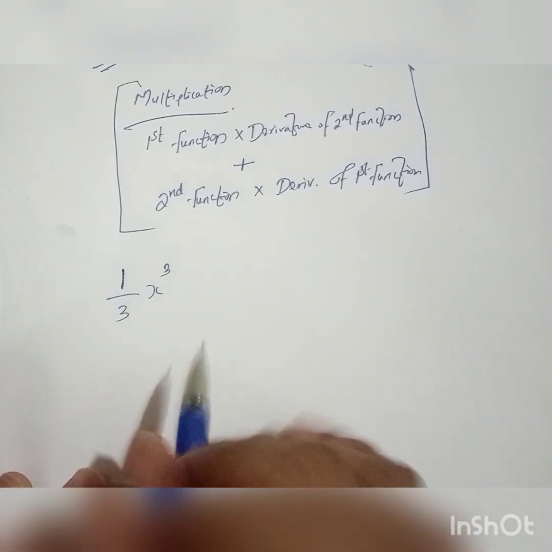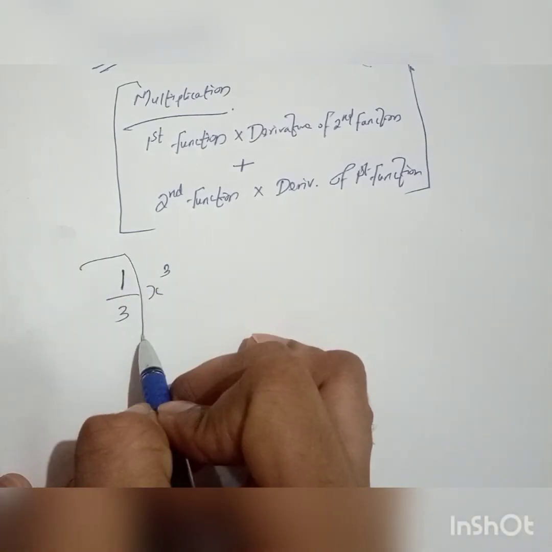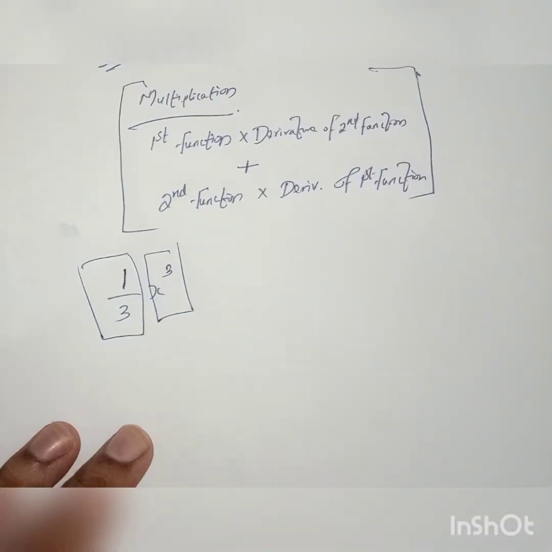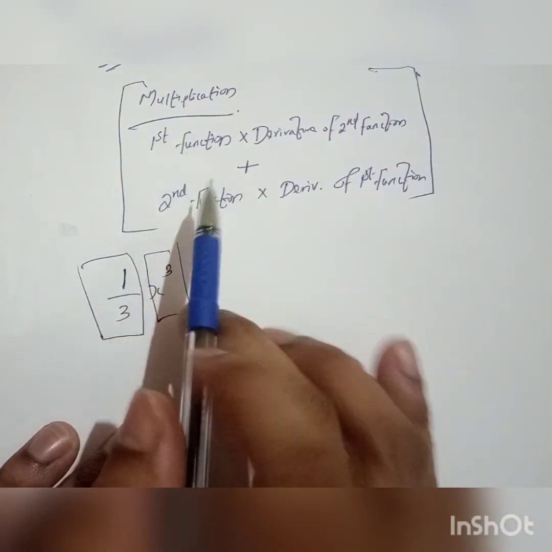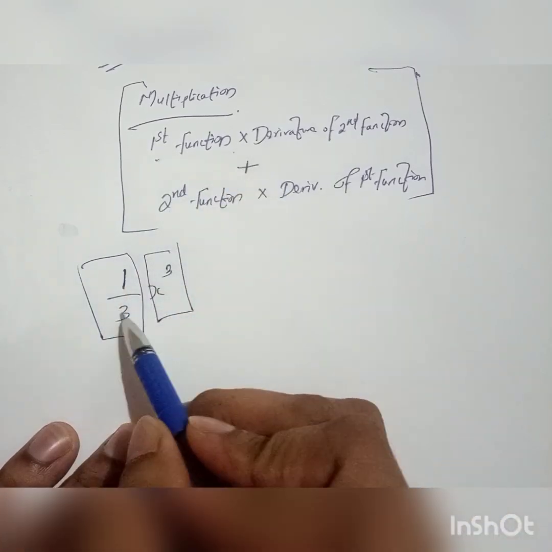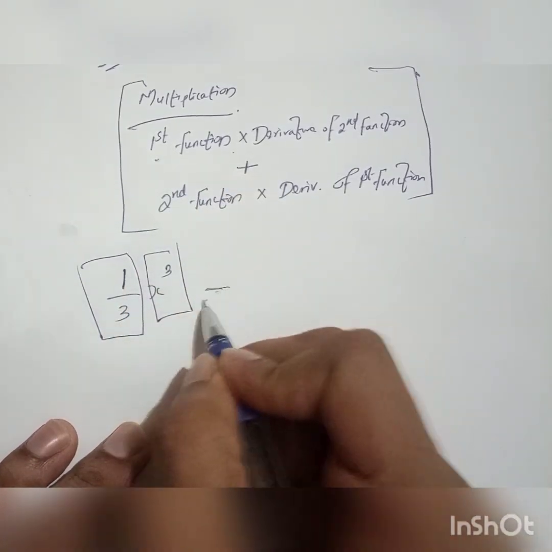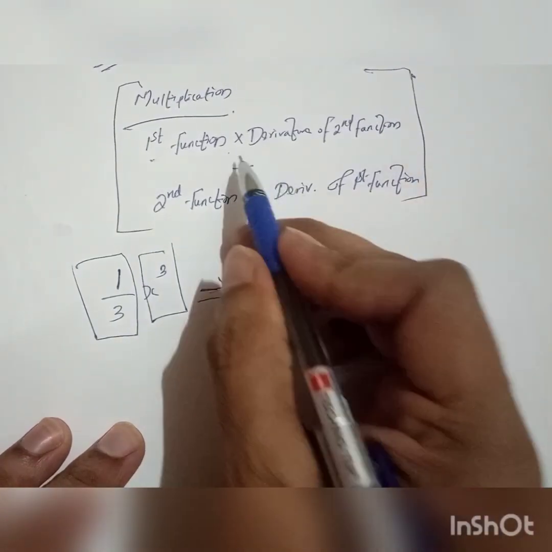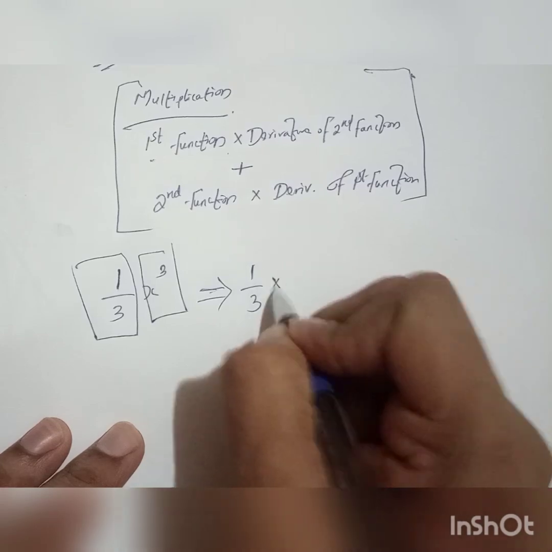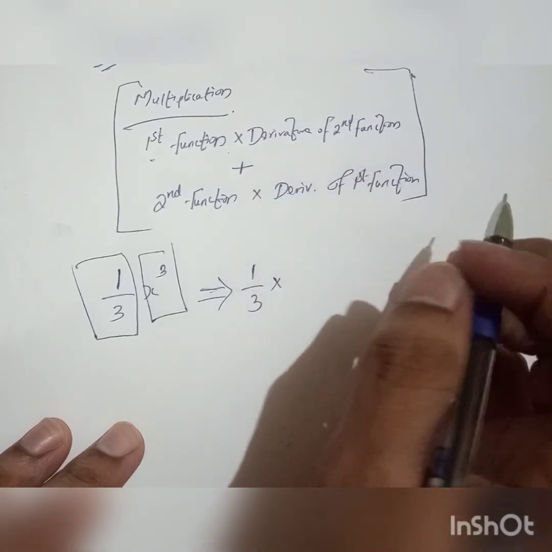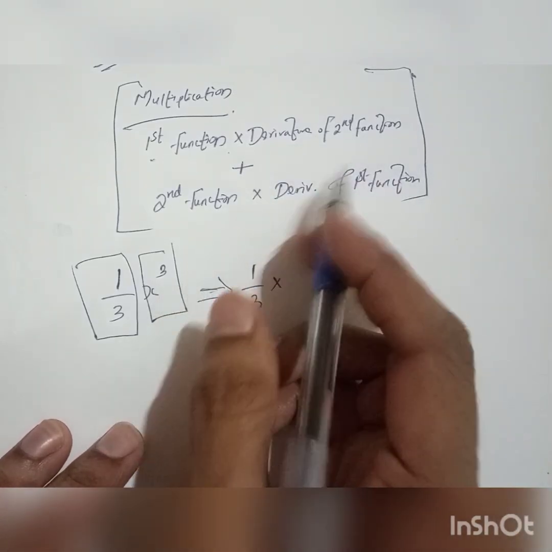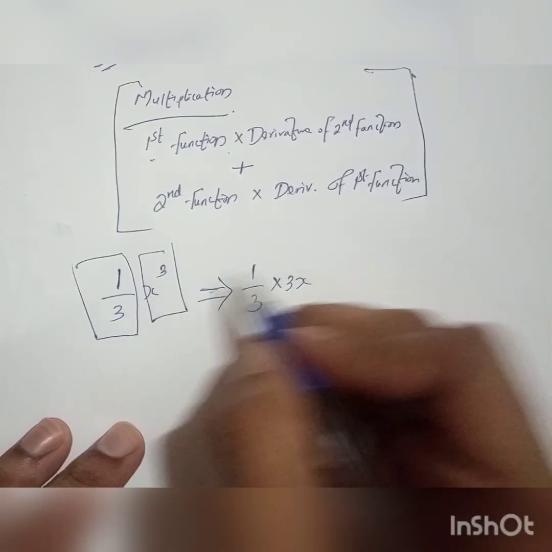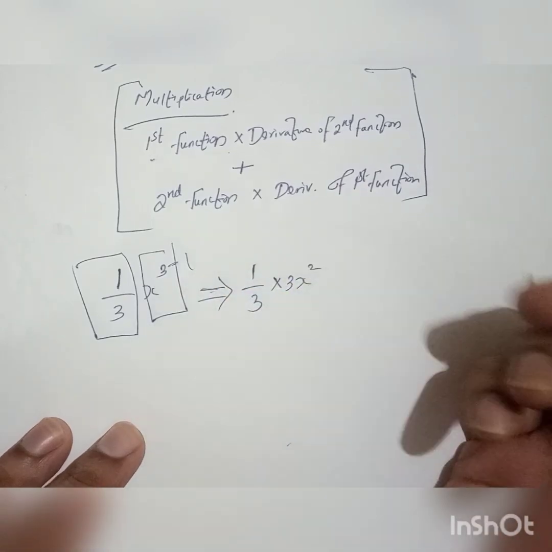So here we have two functions. First one is 1 by 3 and the other one is x cube, right? So what do we have to do? We have this formula. What the formula is telling: first function. First function is what? 1 by 3. Then what we have to do? Multiply derivative of second function. We know how to calculate the derivative of second function. How? 3 into x, then 3x minus 1, which is 2, right?